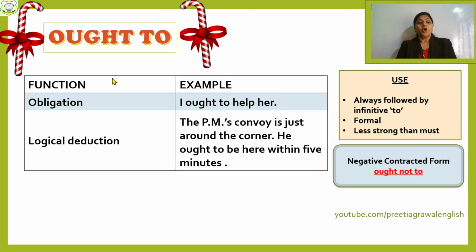Ought to. Ought to is also used for obligation. I ought to help her. For logical deduction also ought to is used.